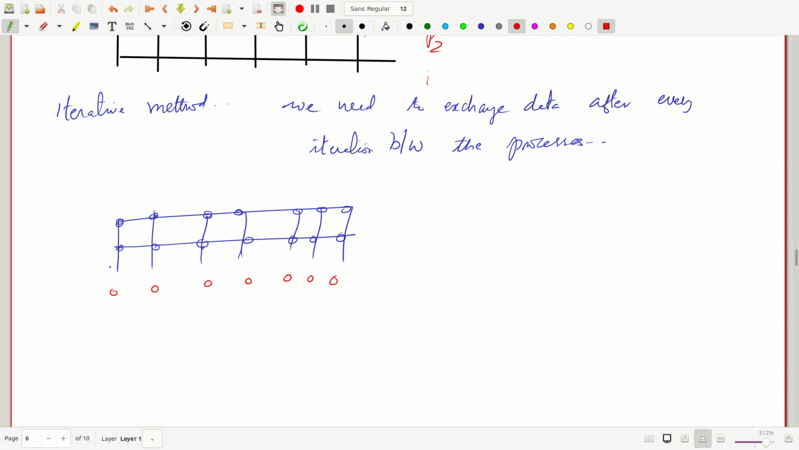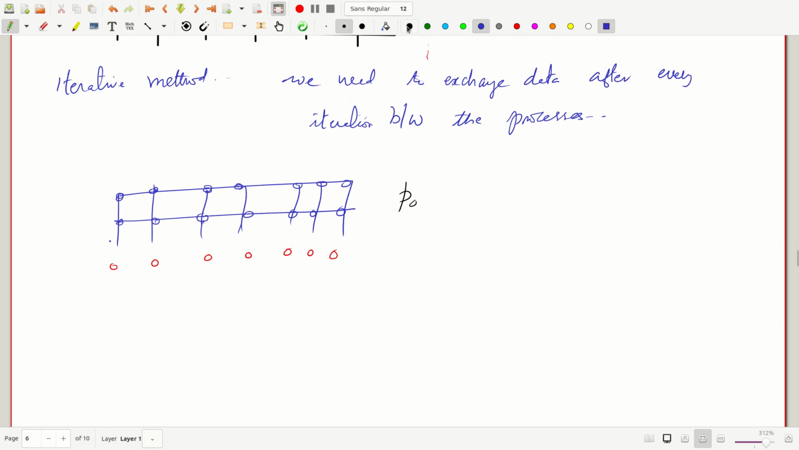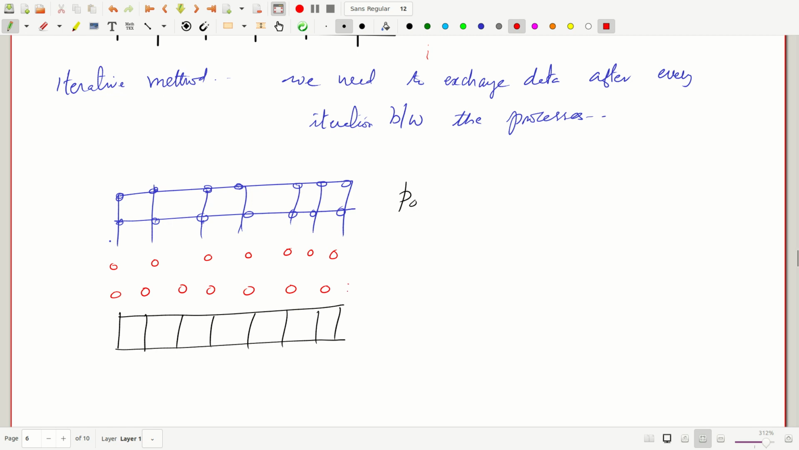Similarly, this is for P0, and if I draw P1, P1 would have points 1, 2 here. I hope they are all matching here, and then it also has to have some points here which are ghost points for P2. Then how do we need to exchange the data after every iteration? Let me draw a few more here, because 2 is too small.